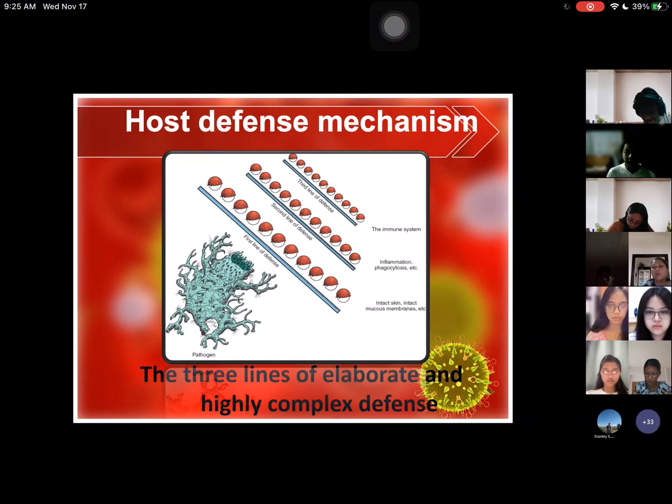For our first line of defense, we have our skin that's intact, and our mucous membrane that is intact. Okay, our second line of defense will be the ones that we usually experience, the inflammation, the phagocytosis, and the others. So it will be discussed in the succeeding slides. Okay.